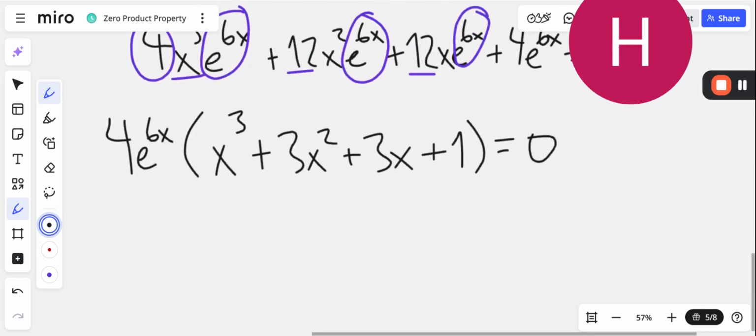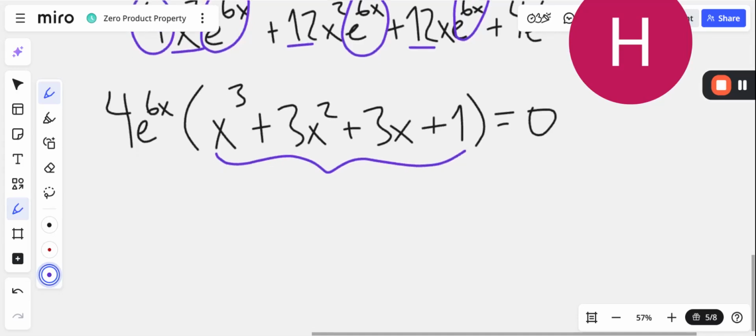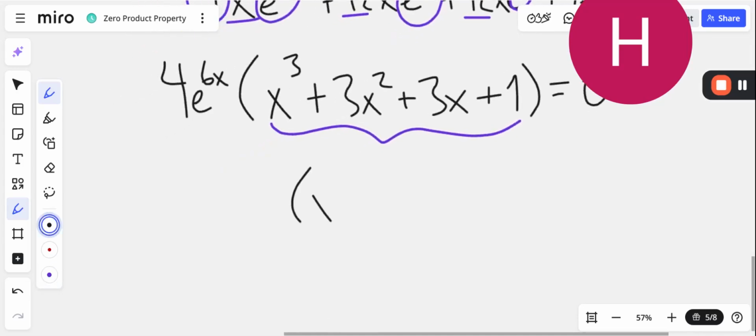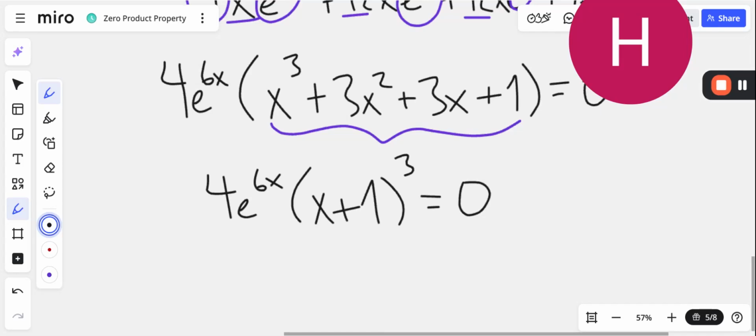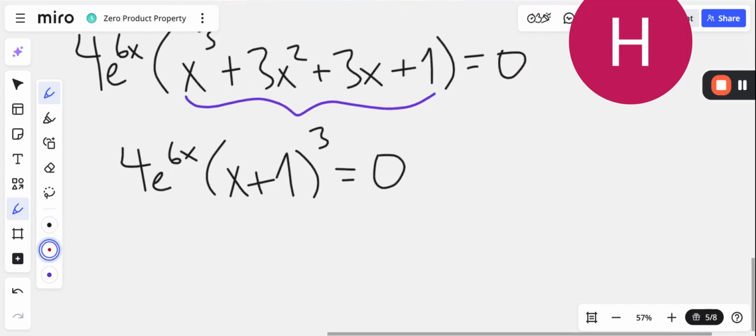So does this look familiar? This should look kind of familiar. It does not factor by grouping, but it is the expansion of x plus 1 to the 3rd power. So now that I have factored this, I've condensed it into a factor, I can use the zero product property.